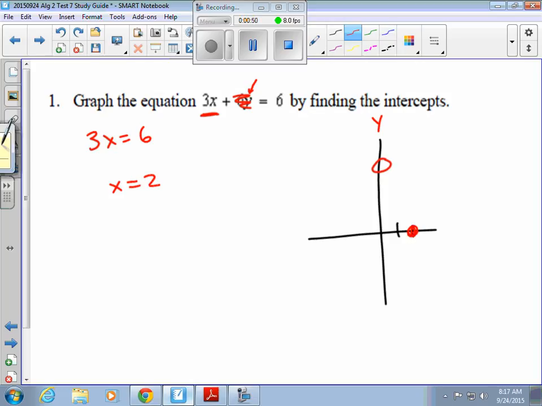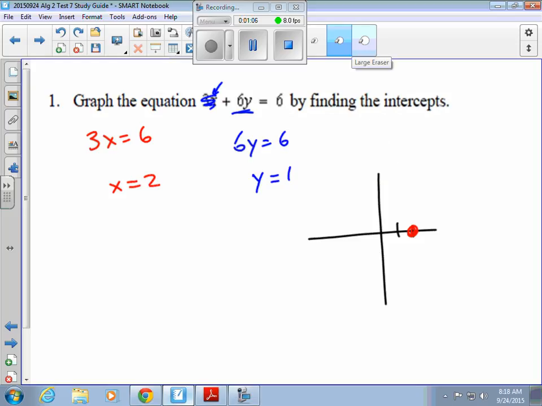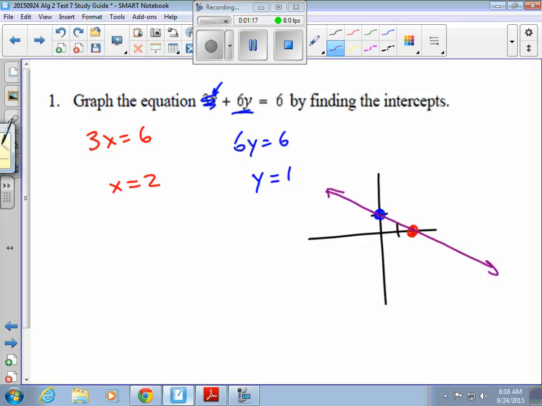Finding a y-intercept is when you plug in 0 for x. So 3 times 0, again, eliminates that part and gives you 6y is equal to 6. When you divide by 6, the y-intercept is 1. Again, I did this one in red, but your y-intercept is at 1, which is there. Those are your 2 points, so now you can draw a line through them like Pee Wee Herman. That's what your graph should look like.